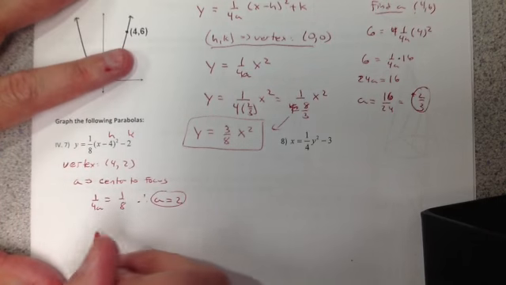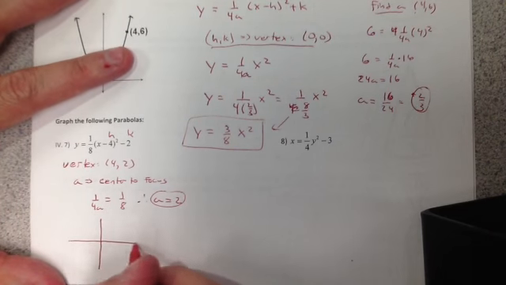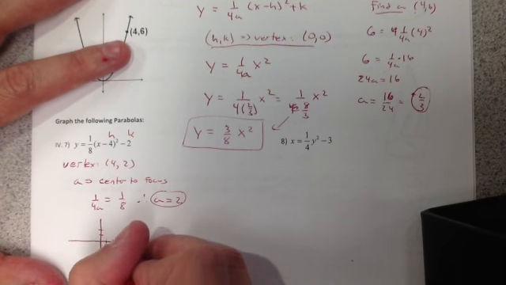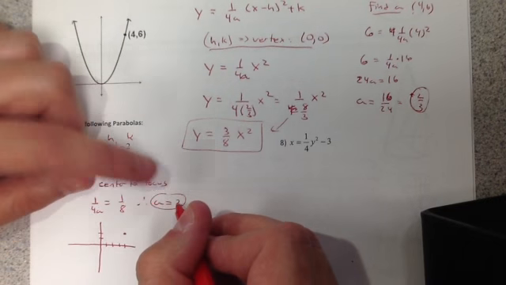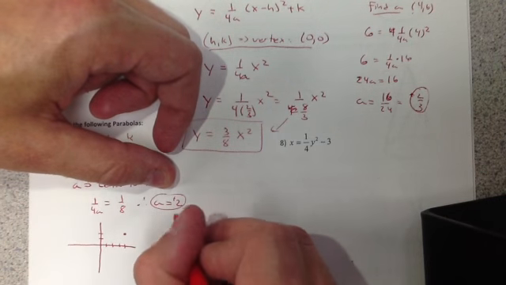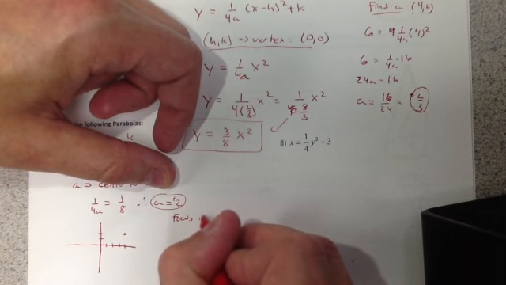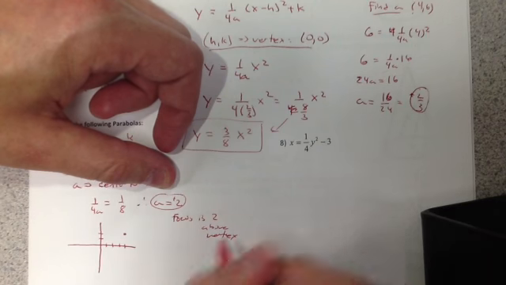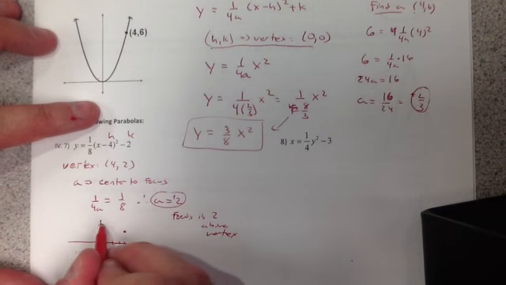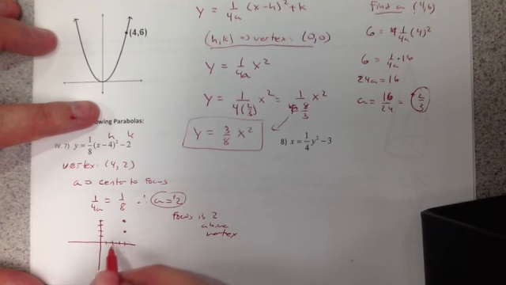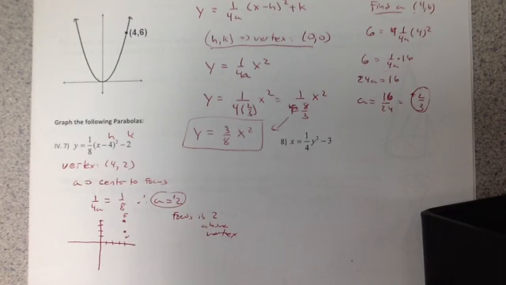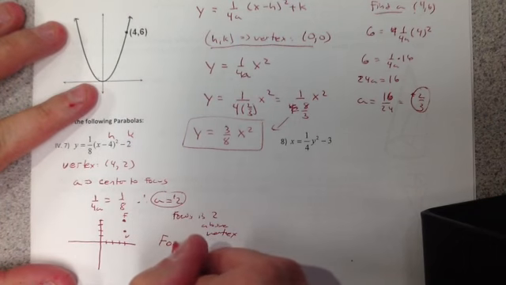It's going up. So if I start sketching it, I graph my vertex, 1, 2, 3, 4, up 2. A is 2, and it's positive, which means my focus is 2 above the vertex. If it was negative, it would be below. So I go up 2 units. Right there, there's my focus. Vertex, focus.